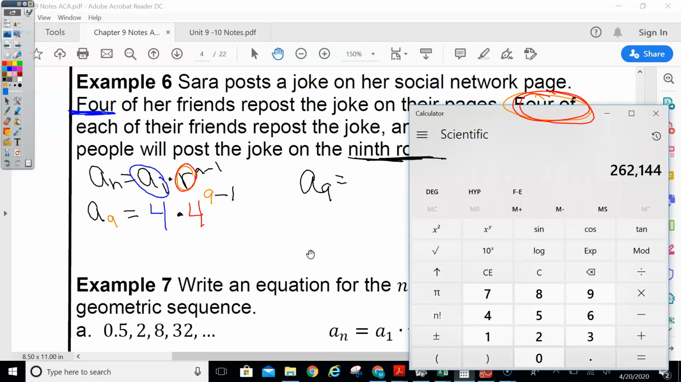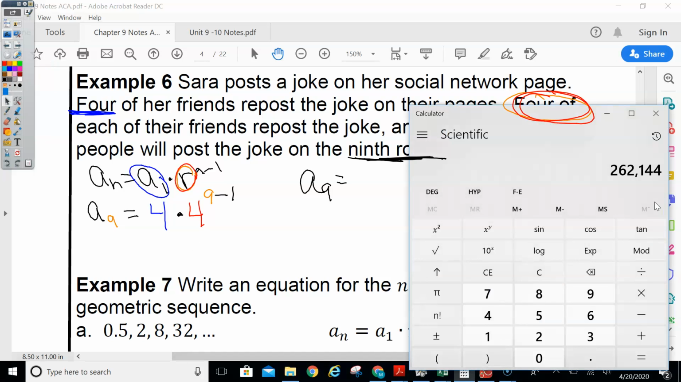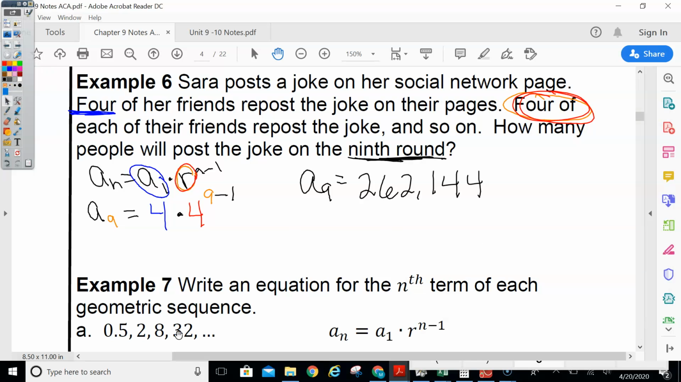Enter. So it's a lot of big numbers. A lot of these are going to have some pretty big numbers. So on the homework, when you see this, just copy the whole thing down. So 262,144. So 262,144 people know the joke.